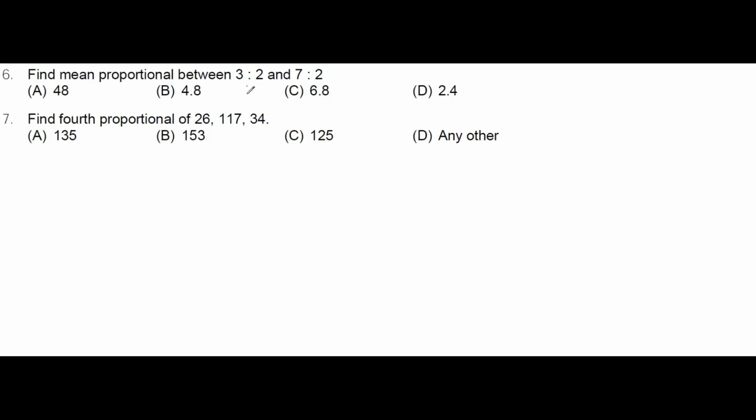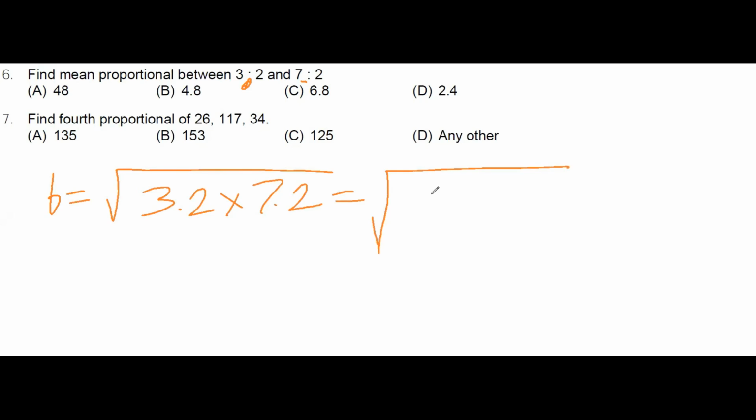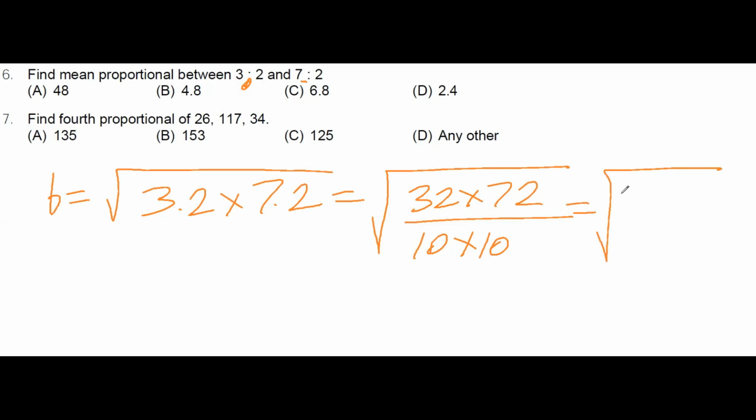If you make your numbers as 3.2 and 7.2, then you will get the mean proportional properly. So this should be 3.2 into 7.2. Okay, now you will get the proper answer. So 32 into 72 divided by 10 into 10. I have removed the decimal point.